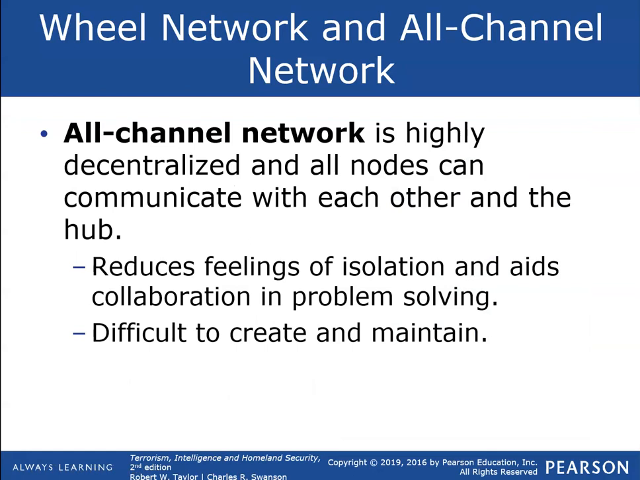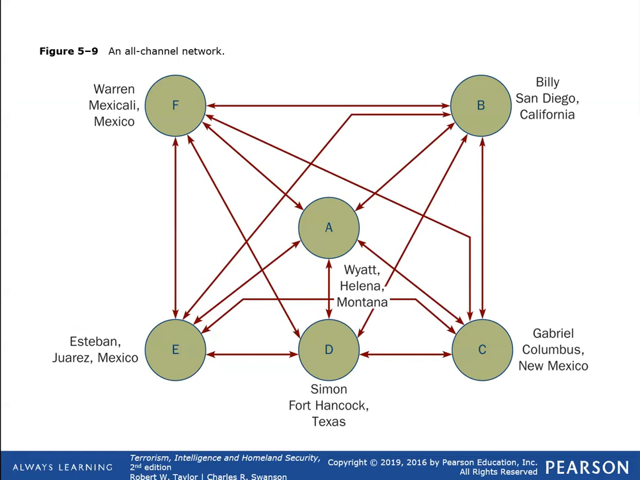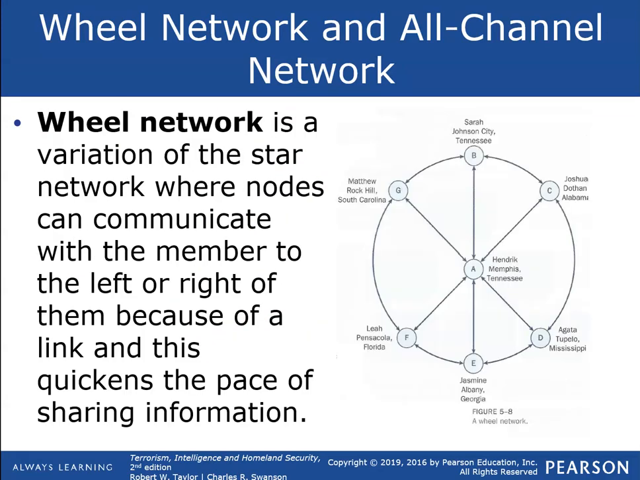And then finally, you have the all-channel network. This is a highly decentralized network, and all nodes can basically communicate with each other and the hub. This is good in the sense that it reduces feelings of isolation, and it aids in collaboration and problem solving, but it's also really difficult to create and to maintain. When you look at this, you'll see why, because everybody basically can communicate with everybody. So again, it's tough to set up and difficult to control, a little bit different than the wheel one.